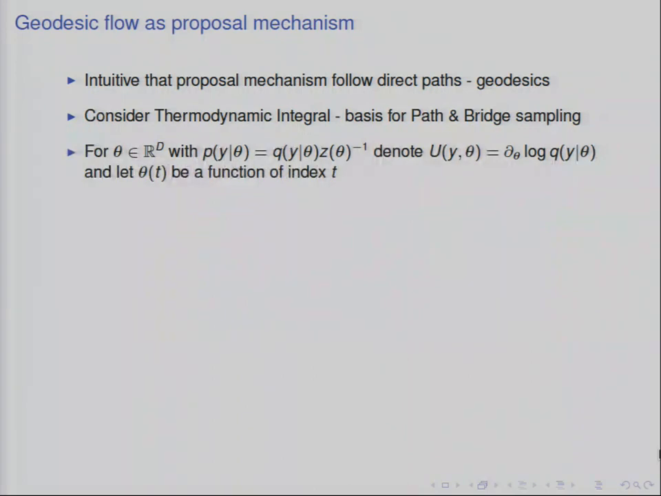And so what I do here is I just define a couple of things. Here's my density over data y with parameters theta, and here is an unnormalized version, and this is a normalizing constant. And I'll denote u with arguments y and theta as the derivative of the log of the unnormalized density with respect to the parameters. And theta t is a function that's moving, so that this is a path, theta t, in theta space, and it's indexed by t. Okay?